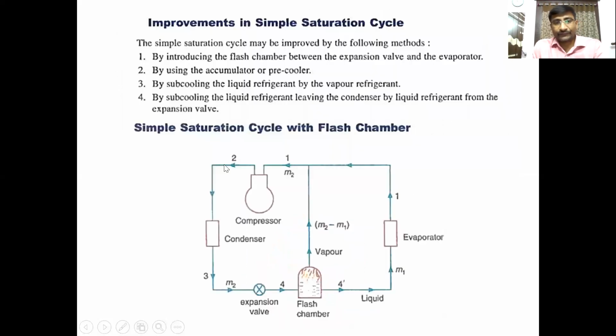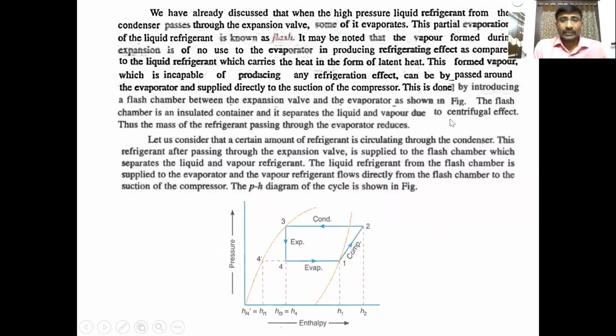What is meant by a centrifugal effect? When we expand the refrigerant in the expansion valve, the pressure is reduced and the velocity increases after the expansion valve. The high velocity refrigerant will enter the flash chamber. Due to the high velocity, a swirling motion will be created. Due to the swirling motion, the vapor occupies the upper part of the flash chamber and the bottom part remains liquid. So, due to the centrifugal effect, the flash occupies the upper part and the liquid particles occupy the bottom part of the flash chamber.